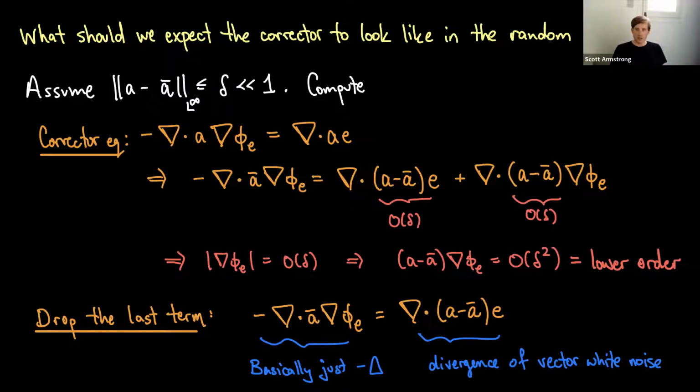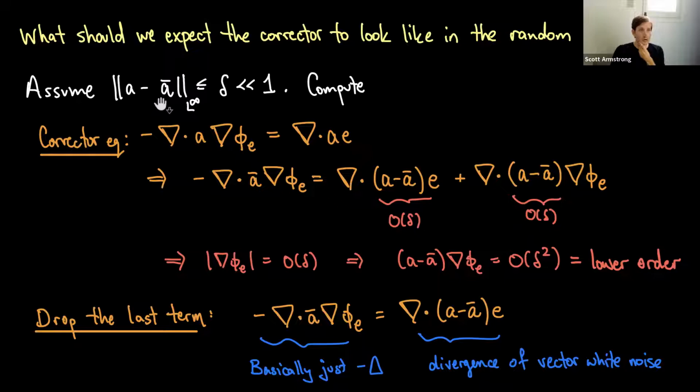Let's go ahead and do a back of the envelope calculation just to see what we expect to happen in the random case, because it's actually not the same as in the periodic case. Okay, so this is a fun back of the envelope calculation. And this back of the envelope calculation is actually what the proof is in the end, by the way. So it's not a dumb back of the envelope calculation, it's a smart one.